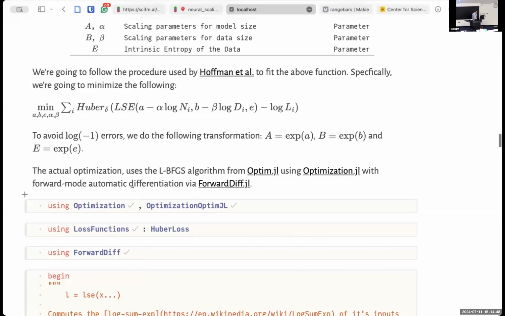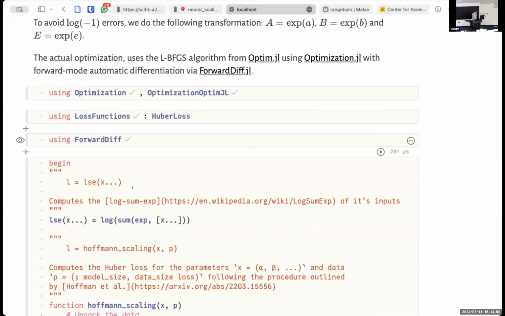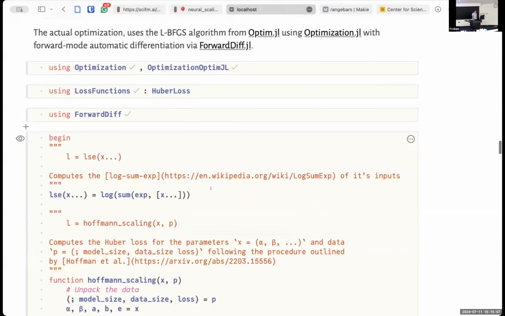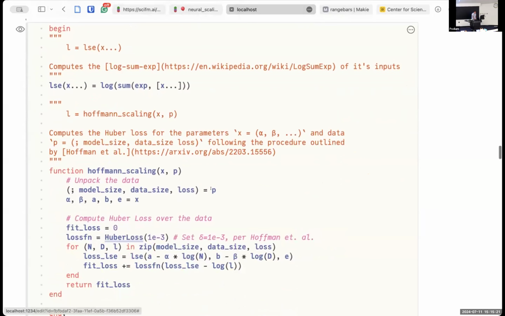Okay, so for the actual optimization, we're going to be using the LBFGS optimization algorithm. Again, following Hoffman, we're going to be using Optim to provide that optimization algorithm, using Optimization from the scientific machine learning ecosystem in Julia. And then the nice thing, of course, is we're going to be using forward differentiation. So we're able to get gradients for our objective, and we can make nice quick steps towards the best coefficient.